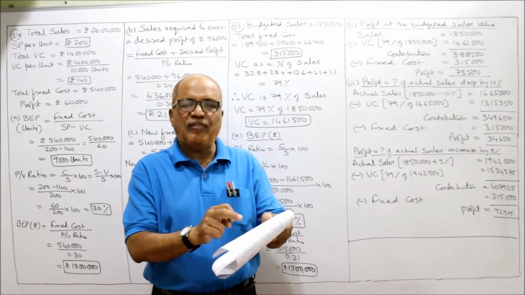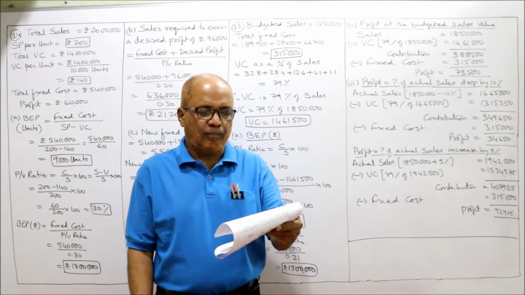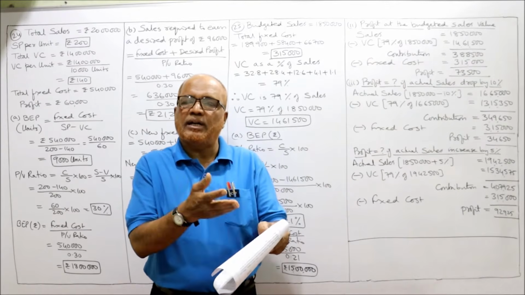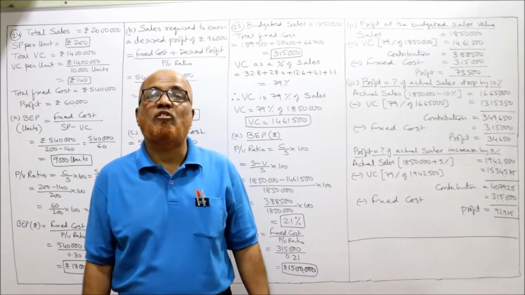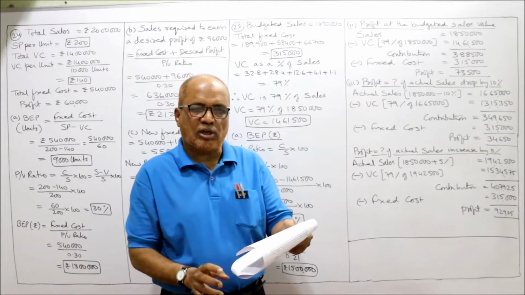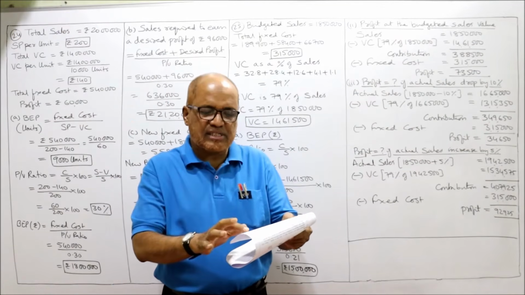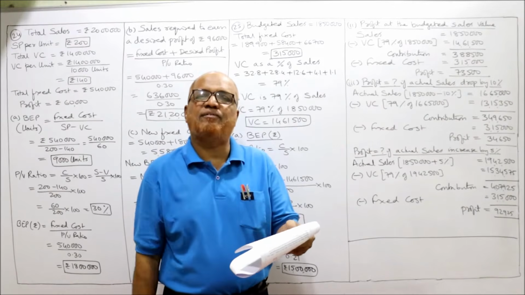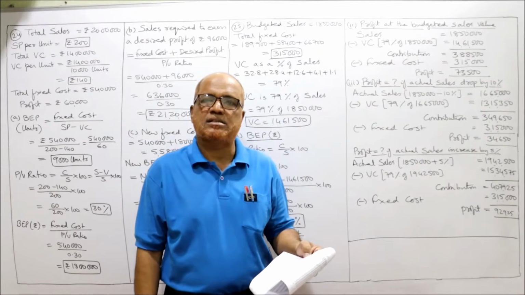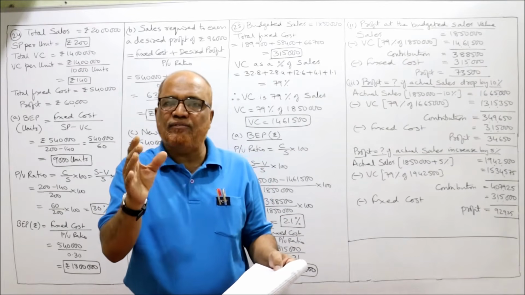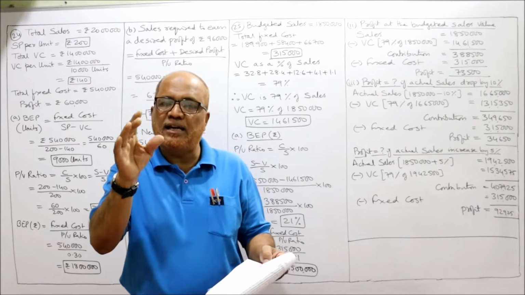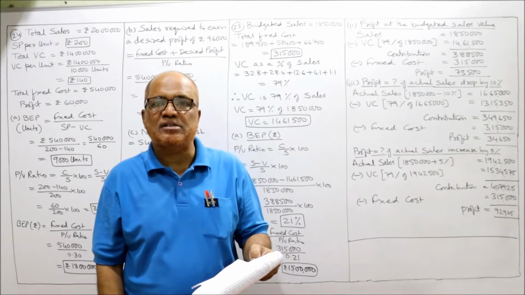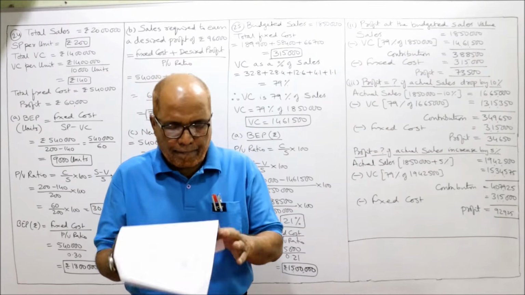Second question, profit at the budgeted sales value. Budgeted sales value is 18,50,000. So at 18,50,000, how much would be the profit? Third question, what would be the profit if the sales drop by 10% and if sales increase by 5% from the budgeted sales? In this situation, how much would be the profit?